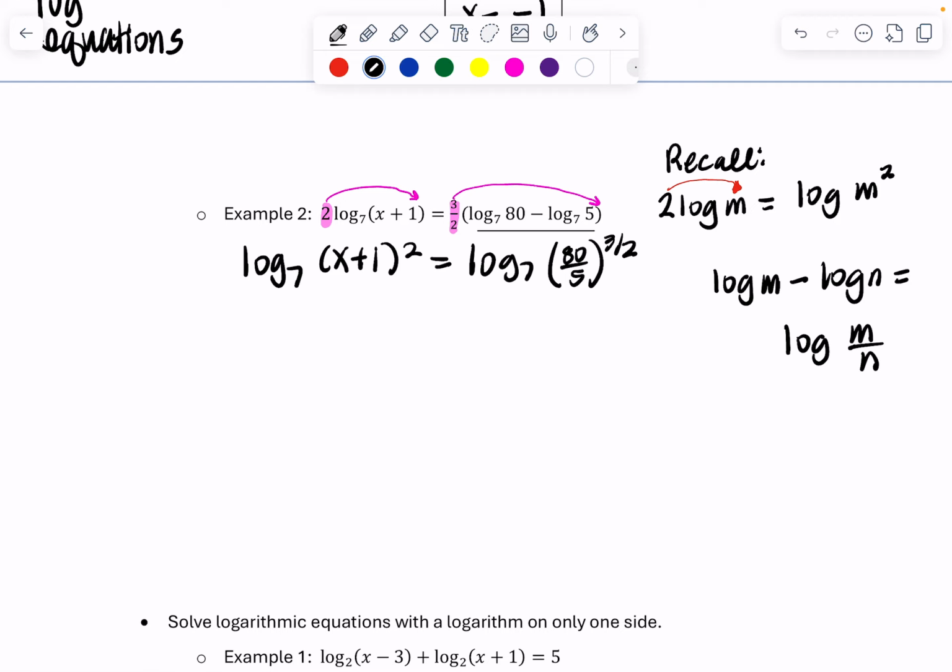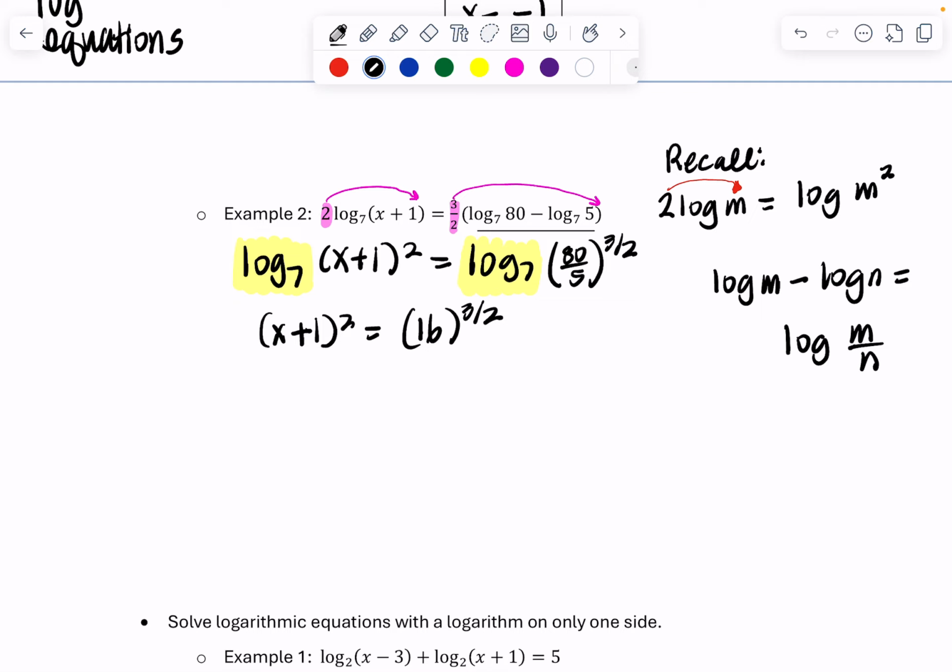Now that we have a single log base 7, and log base 7 is already there, I'm not inserting it, then I can just use my one-to-one property. So now I'm going to have x... I'm going to just write the step. (x+1) squared equal to, this would be 16 to the 3/2 power. And you can plug that in your calculator if you need to.